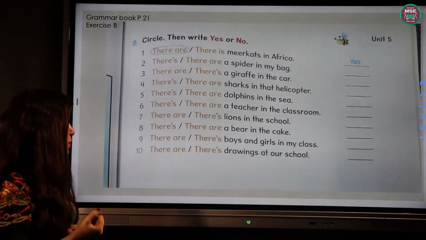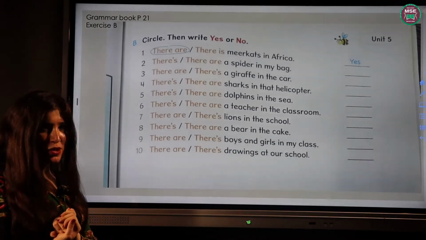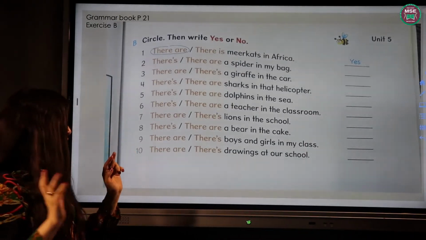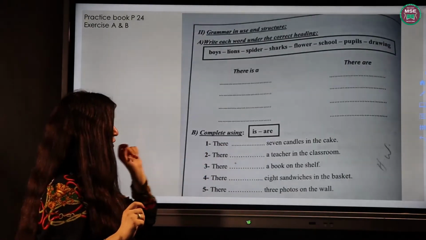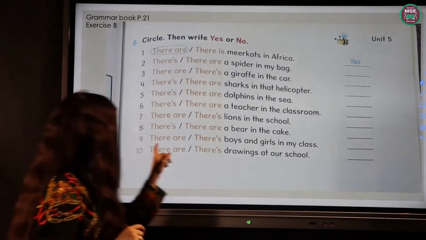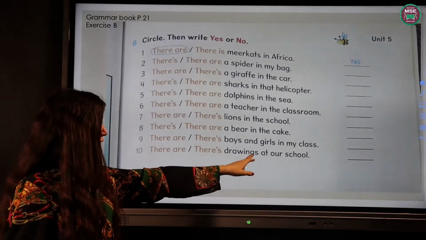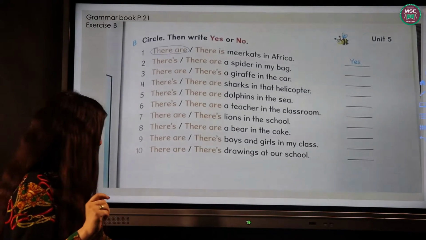There are or there is boys and girls in my class. So it will be there are boys and girls in my class. There are or there is drawings at our school. So it will be there are drawings. Can you see it? And with us, lots of drawings.